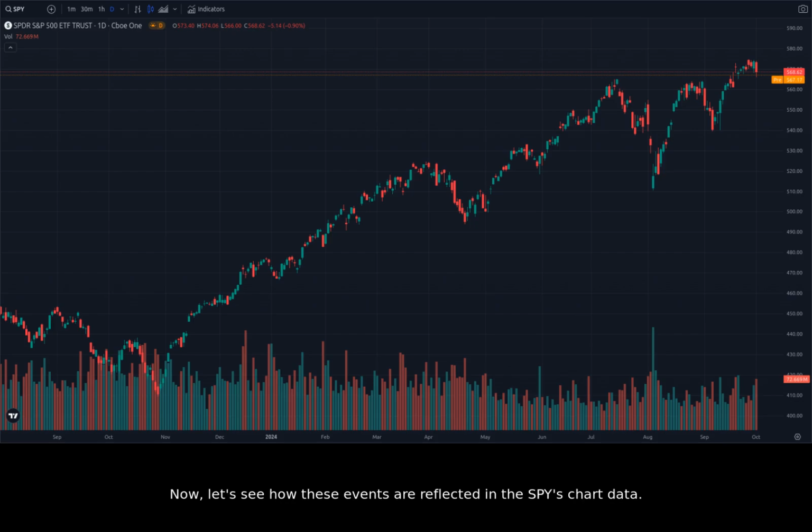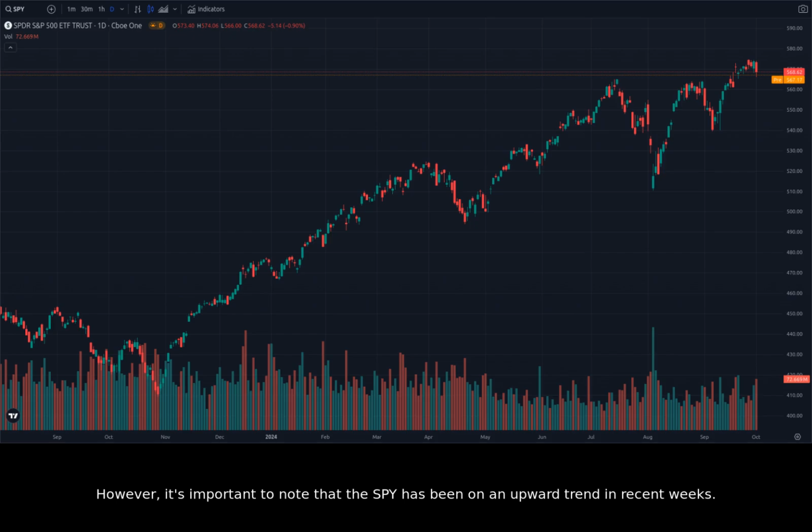Now, let's see how these events are reflected in the SPY's chart data. Looking at the daily chart, we can see a clear impact of the recent Middle East conflict. The SPY closed lower on October 1st, 2024, after the news of the missile strikes broke. The candle for that day shows a significant drop in price, indicating a bearish sentiment.